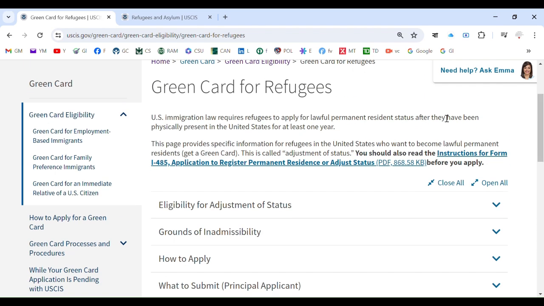On top of those things, it is written that US immigration law requires refugees to apply for lawful permanent resident status after they have been physically present in the United States for at least 1 year. This page provides specific information for refugees in the United States who want to become lawful permanent residents and get a green card. This is called adjustment of status. You should also read these things.